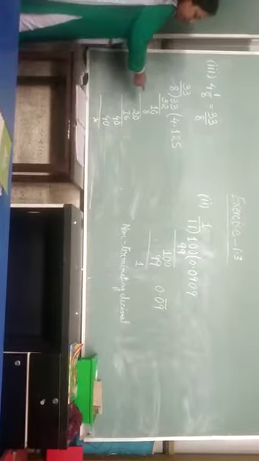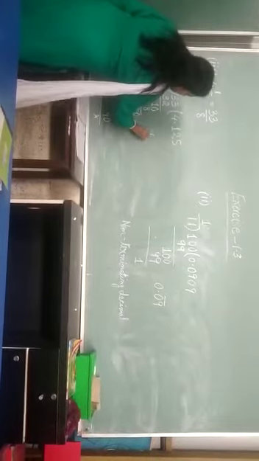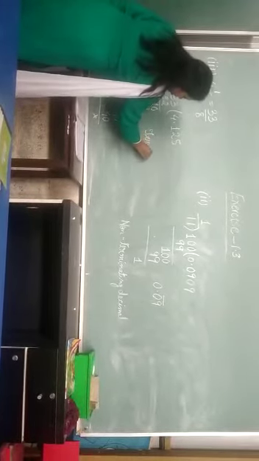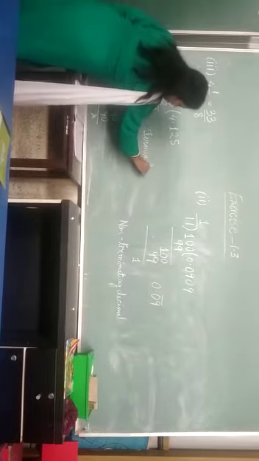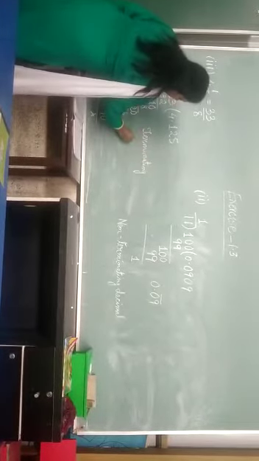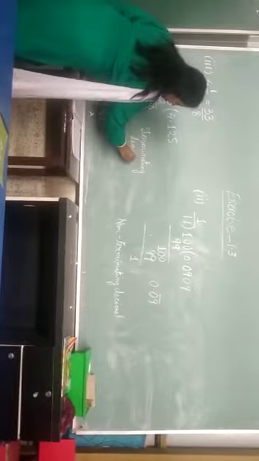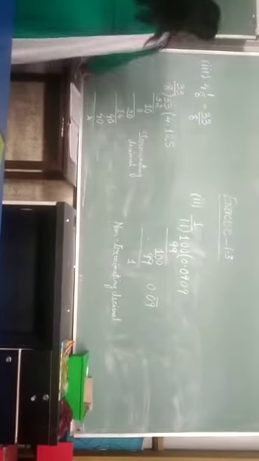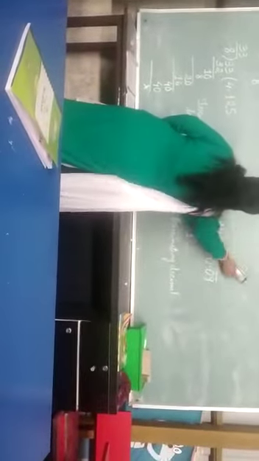So what kind of decimal expansion is this? This is terminating, because we got the remainder as 0. Terminating decimal. Right? Next we come to question number 4.